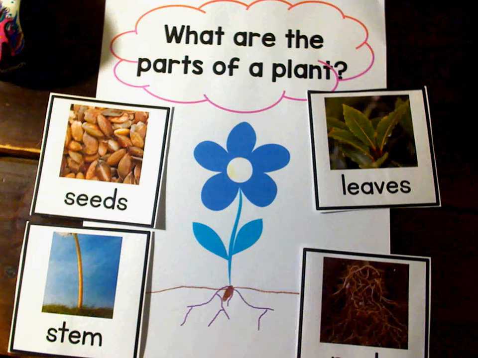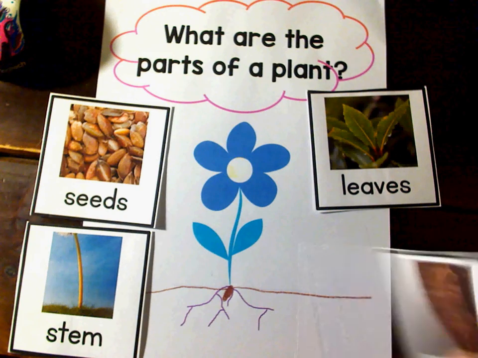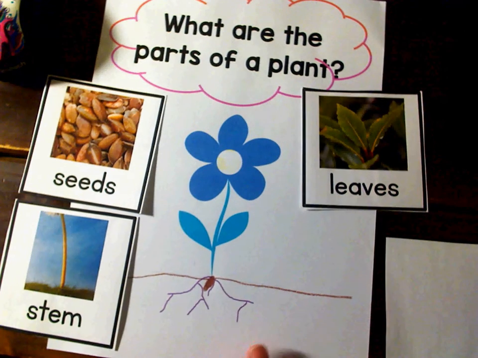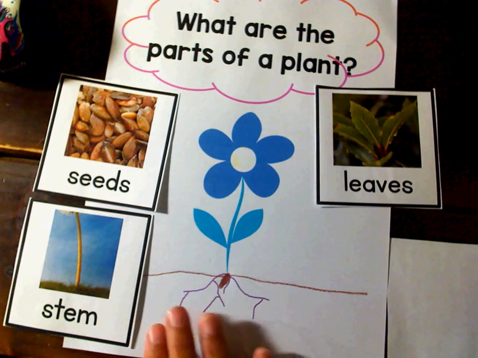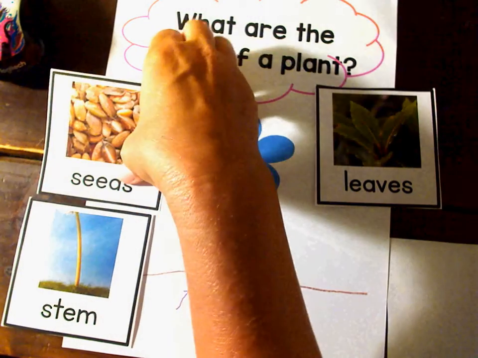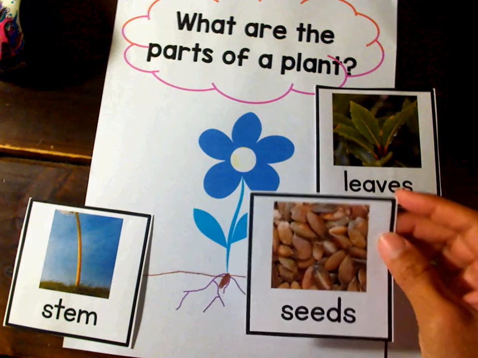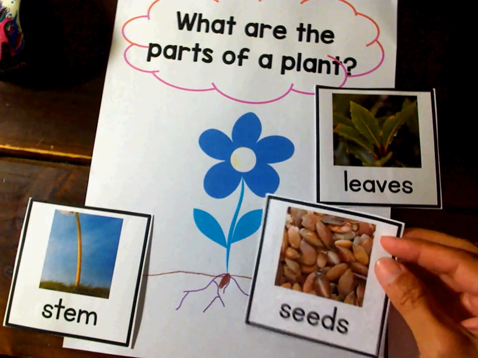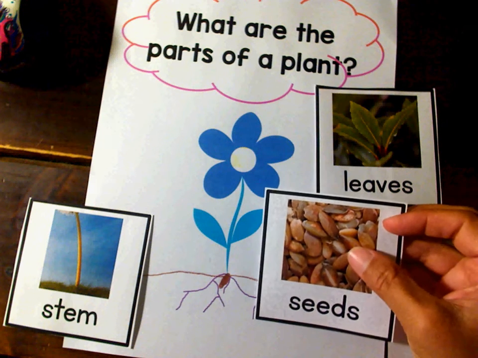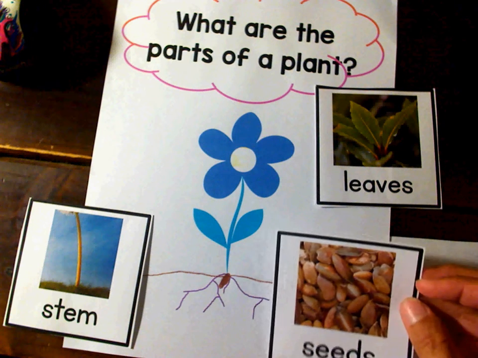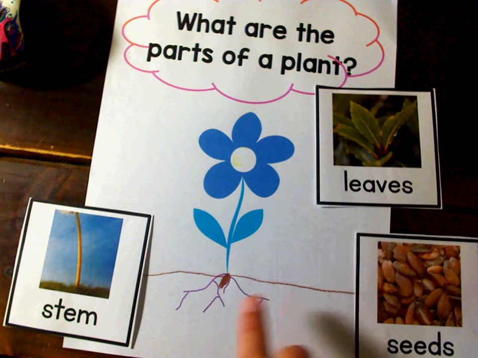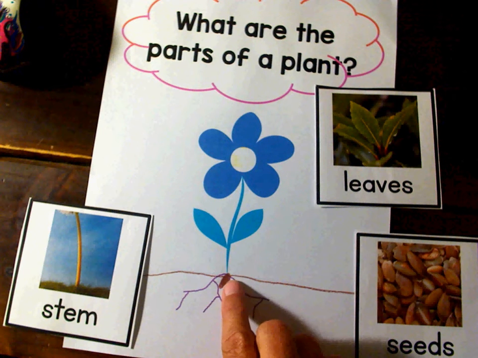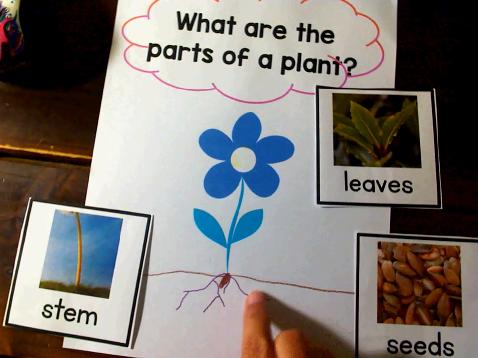Now, here's your next clue. This is the part of a plant that'll grow into a new plant. Is that seeds, stem, or leaf? If you guess seeds, you're correct. If you remember, the outer hard part of a seed is called the seed coat, protecting the inner part of the seed, which is the new plant. So if you look on my picture here, you have the seed, and then you have the roots growing down into the earth.